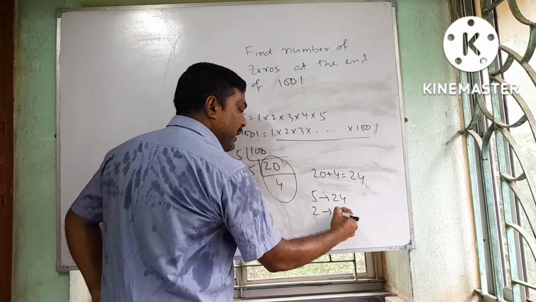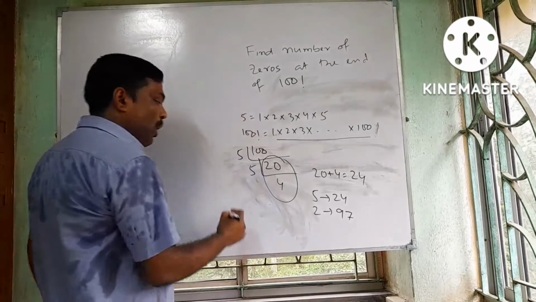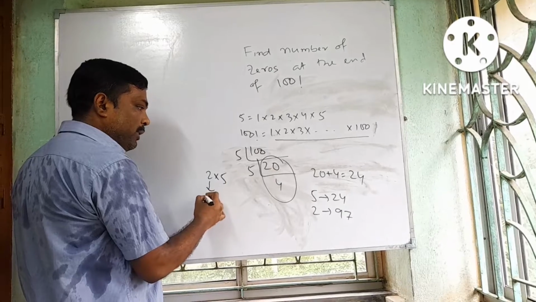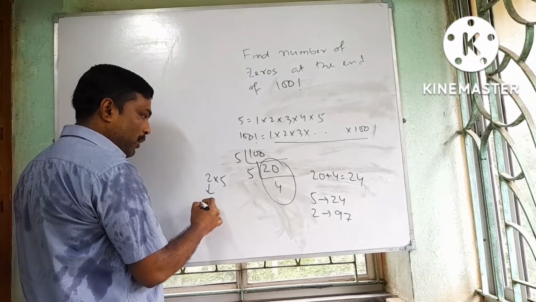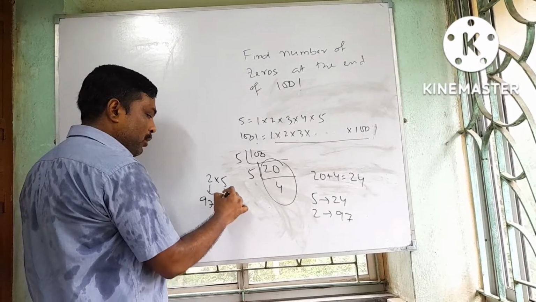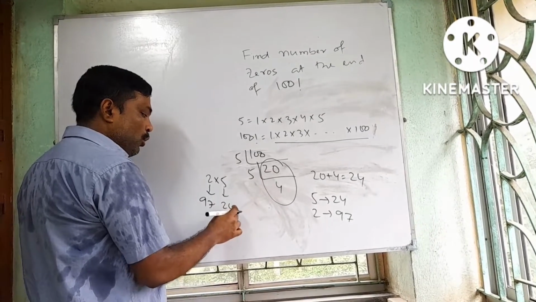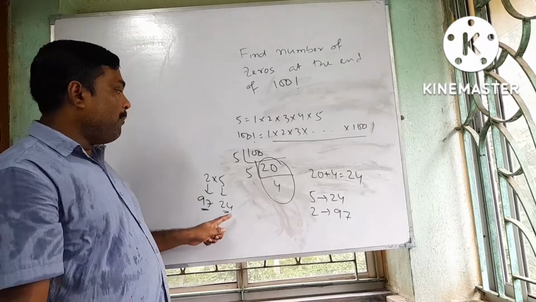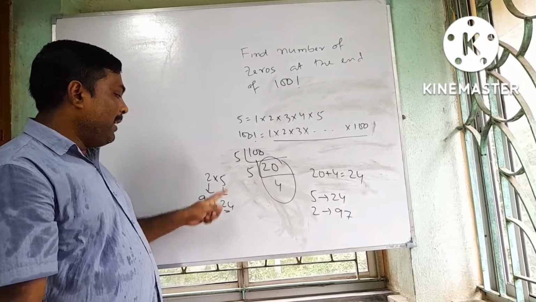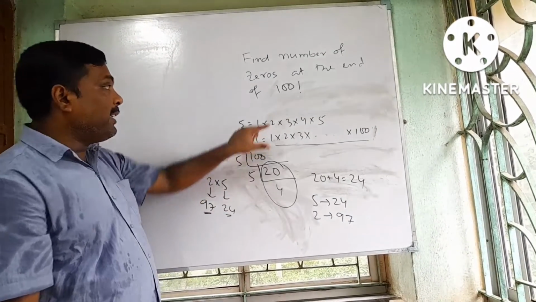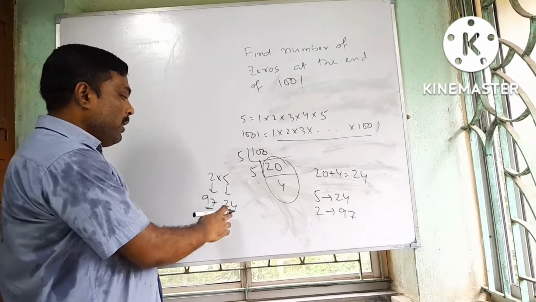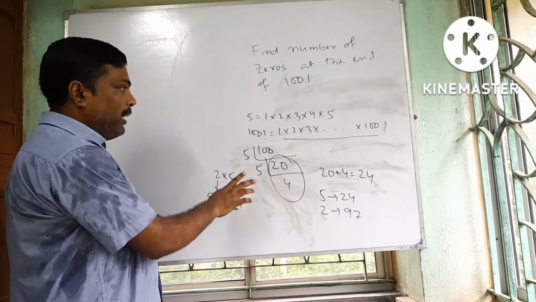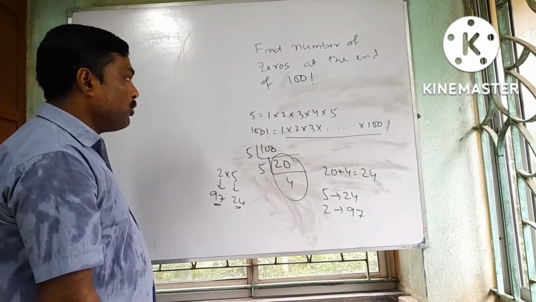The number of 2's is 97. So how many 2 into 5 multiplications are possible? Here the number of 2's is 97 and the number of 5's is 24. The minimum of these two is 24. So the number of 2 into 5 multiplications possible is 24. So at the end of 100 factorial, we have 24 zeros.